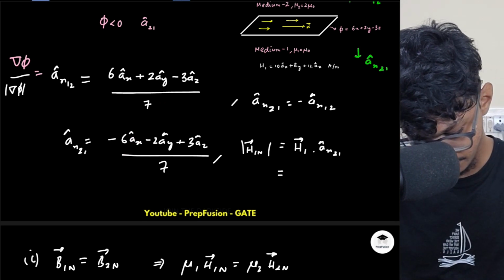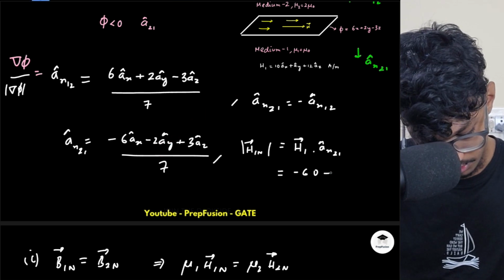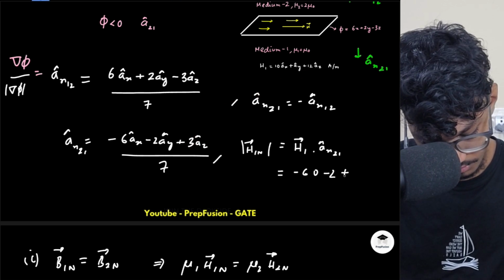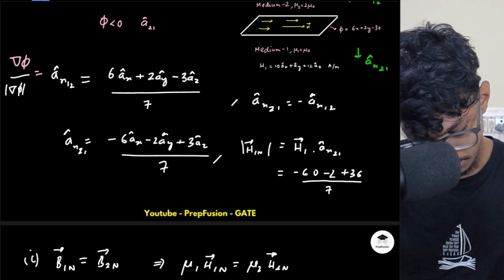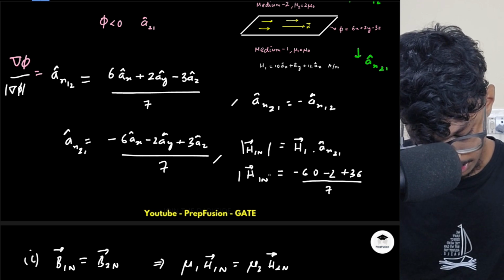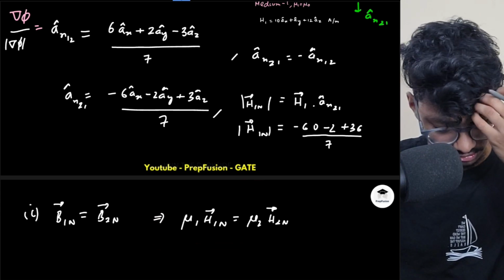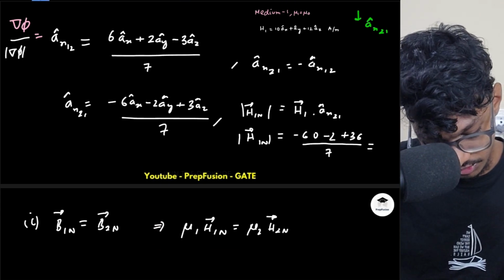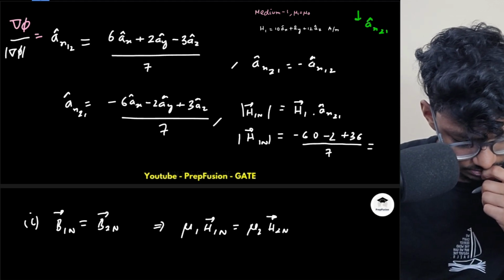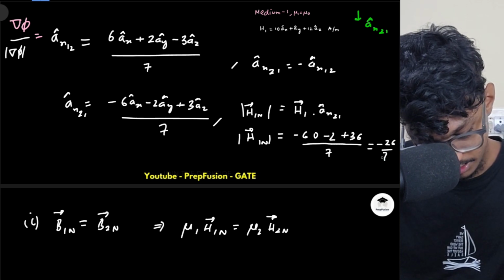This will be minus 60, this will be minus 2, and this will be plus 36, divided by 7, and the direction will be along the direction of an1. I will not write the direction right now. I am just concerned with the magnitude, because magnitude must be same and the vectors also must be same, but mainly magnitude must be same, right? So this is equals to what? This is minus 62, so 6 is 56, 26. So this is minus 26 by 7.